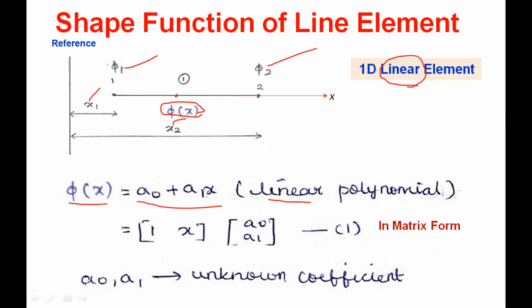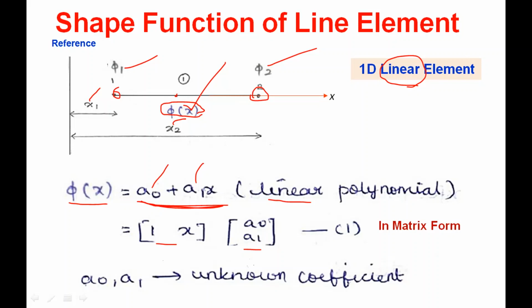We are assuming a straight line element with two end nodes. At each node we are assuming only 1 degree of freedom, pi 1 and pi 2. With this information, we are trying to evaluate the value of pi of x inside the element. So for that, initially we are using a trial function. A linear polynomial is assumed here. A0 and A1 are called unknown coefficients or Ritz coefficients. Now when you write this equation in matrix form, one equation will be converted into a product of a row matrix and a column matrix. The row matrix is 1, x, and the column matrix is the unknown coefficients A0 and A1.